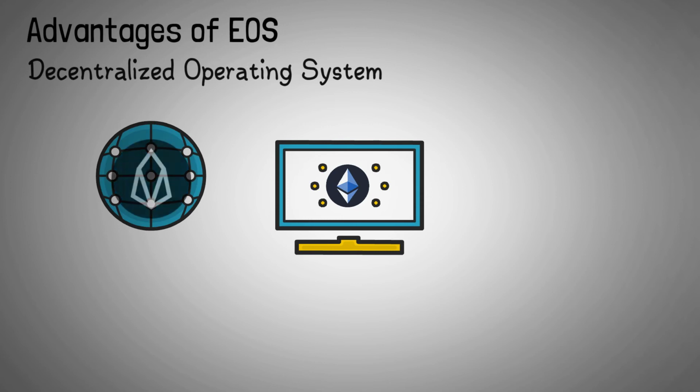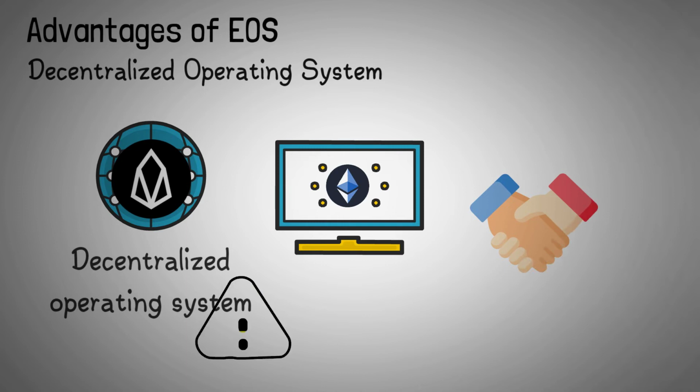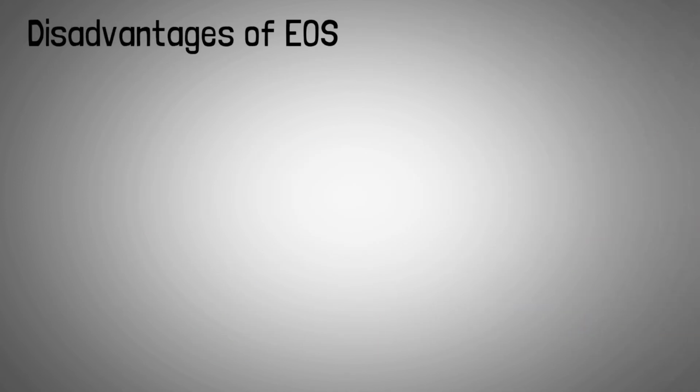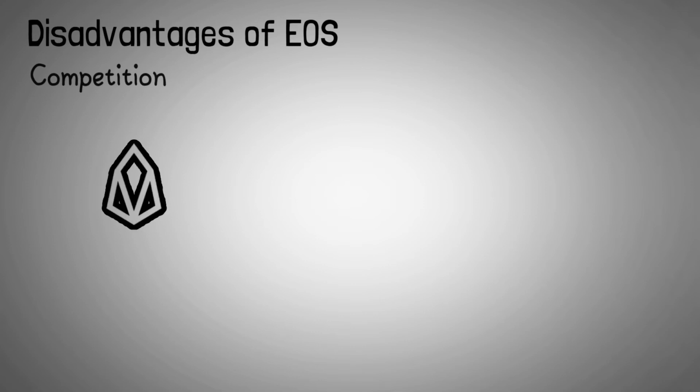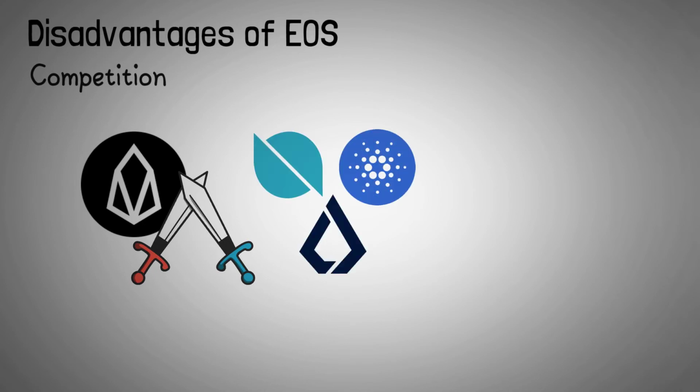In contrast, EOS is a decentralized operating system that enables EOS to provide a wide range of business and user-friendly functions. Now we will discuss the limiting factors of EOS. Now, let's go through the disadvantages of EOS. Competition. Aside from Ethereum, the EOS.io/EOS ecosystem faces competition from Ontology (ONT), Cardano (ADA), and Lisk (LSK).